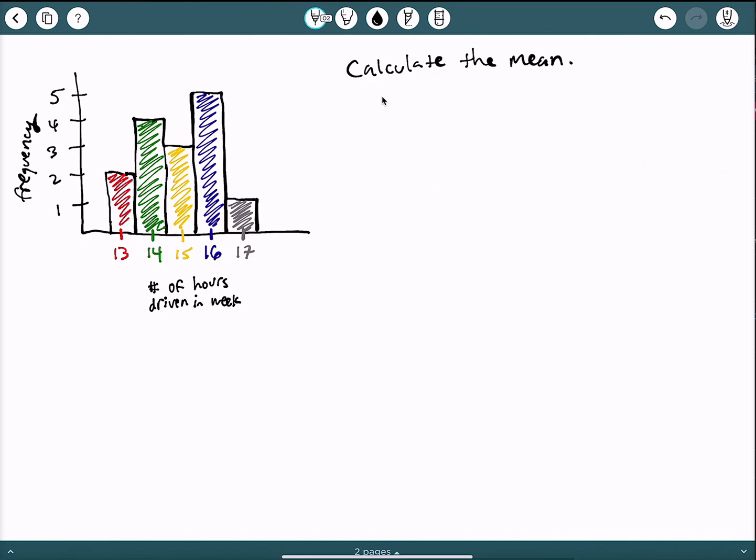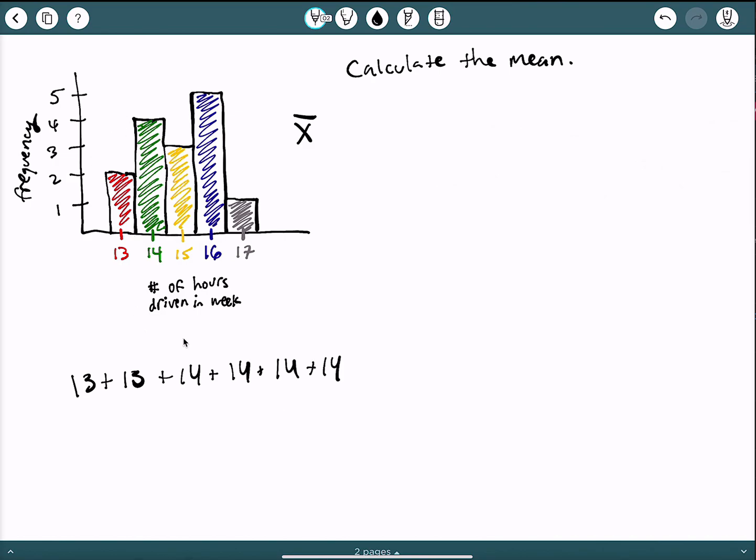So if you remember, if I want to calculate the mean, we know we could just add up all the values and divide by however many we have. So if you wanted to do this the tedious or longer way, well, the graph tells me we have two 13s, right? So there are two of the value 13. So we have 13 plus 13. With the 14s, we have four of them. So 1, 2, 3, 4.